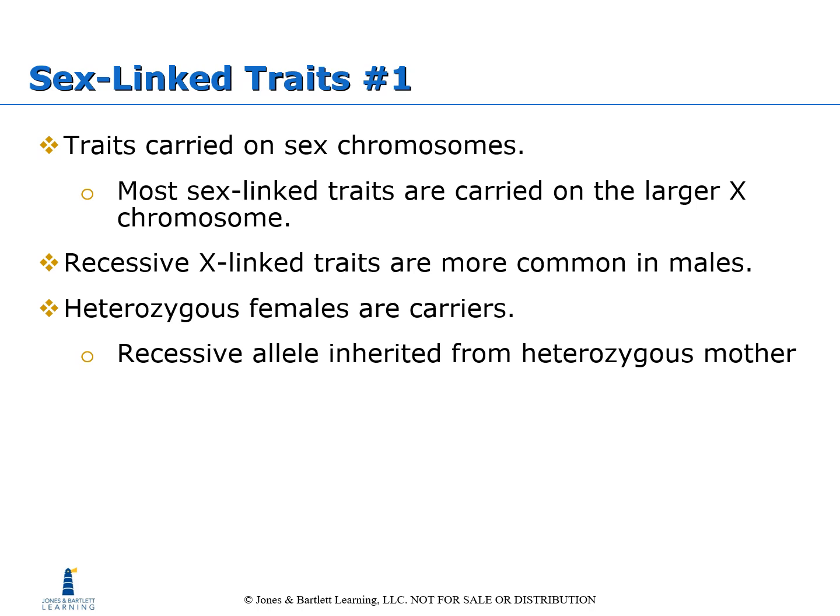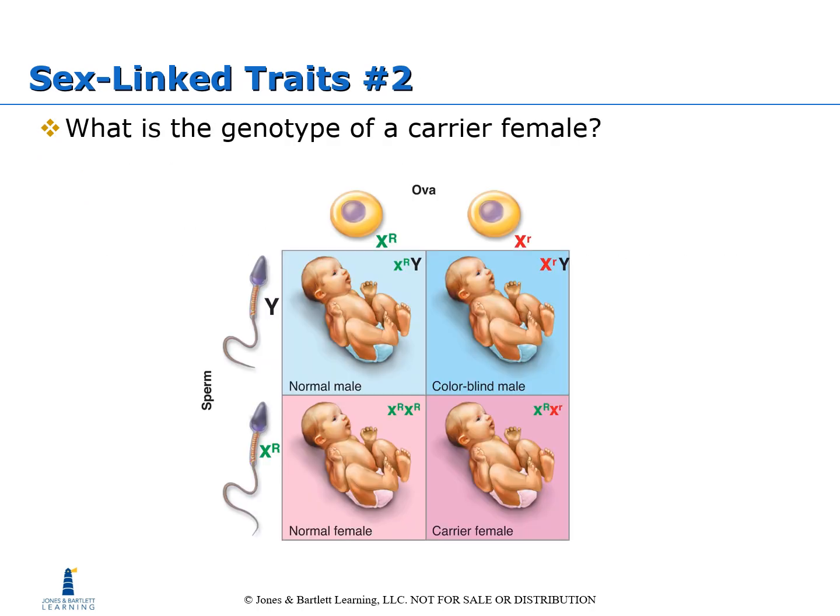Sex-linked traits. Sex-linked traits are carried on the sex chromosomes, mostly on the X. Because males have only one X, any recessive allele on that X will be expressed, even though it is recessive. That's why color blindness and hemophilia are much more common in males. Females can be carriers, they have one normal X and one affected X, but they don't show the disease because the normal X dominates.